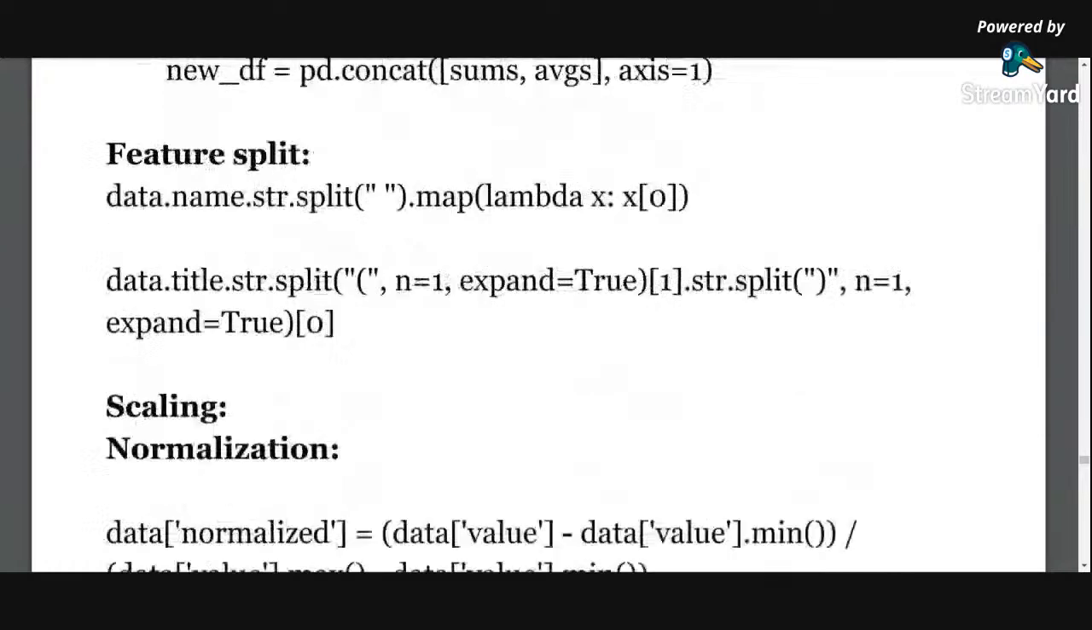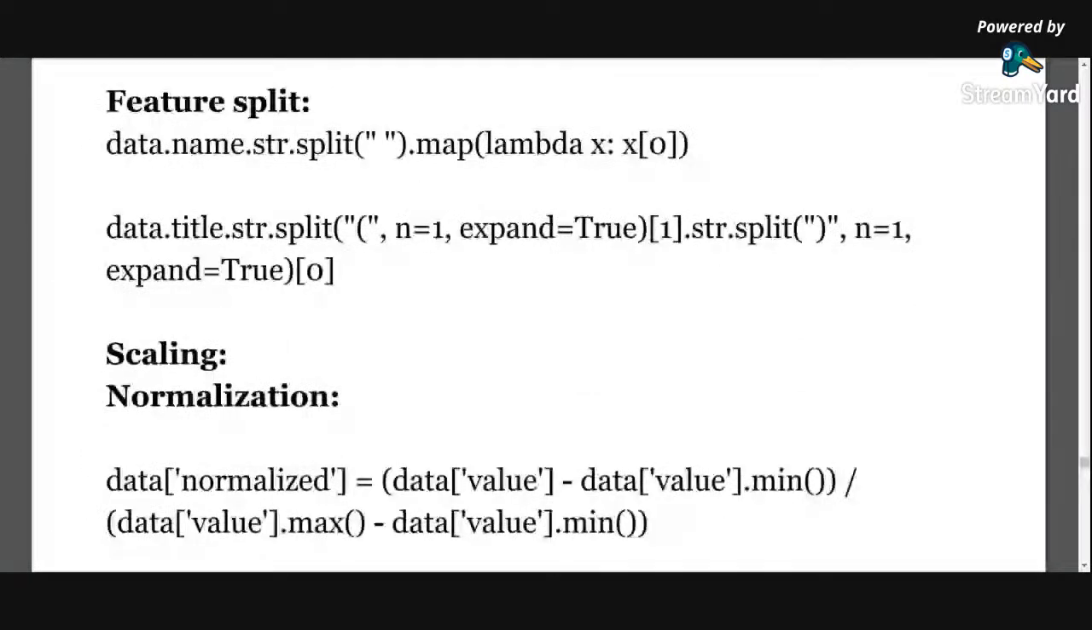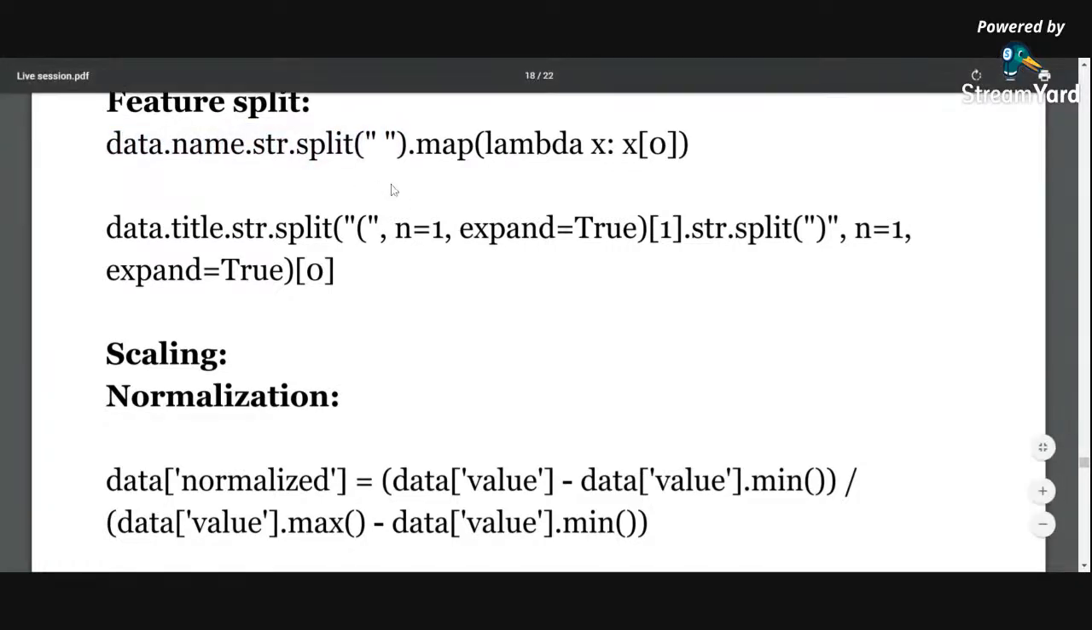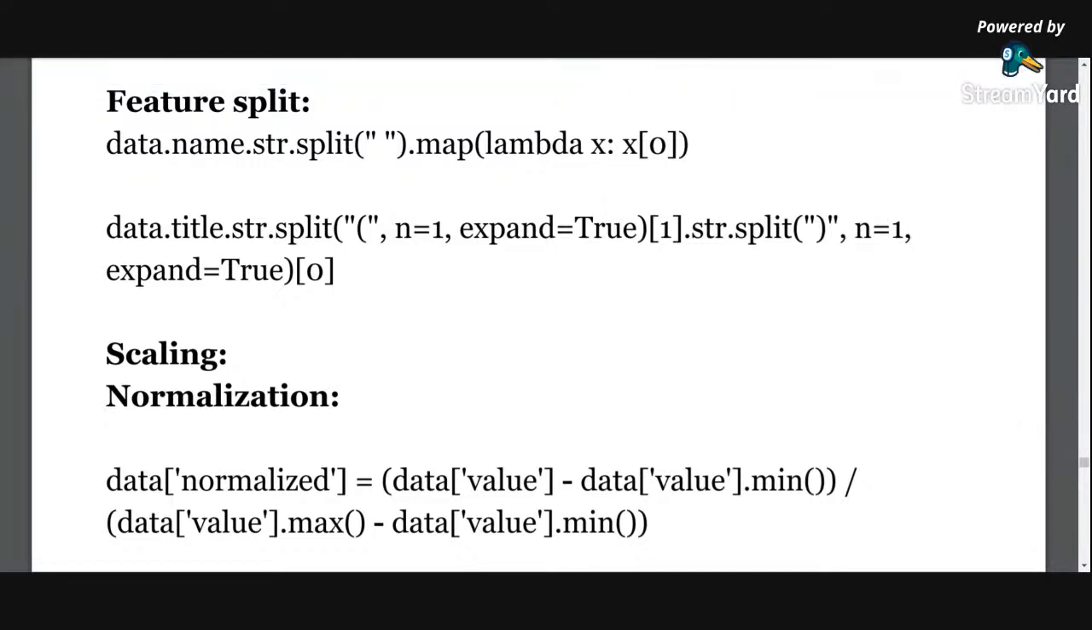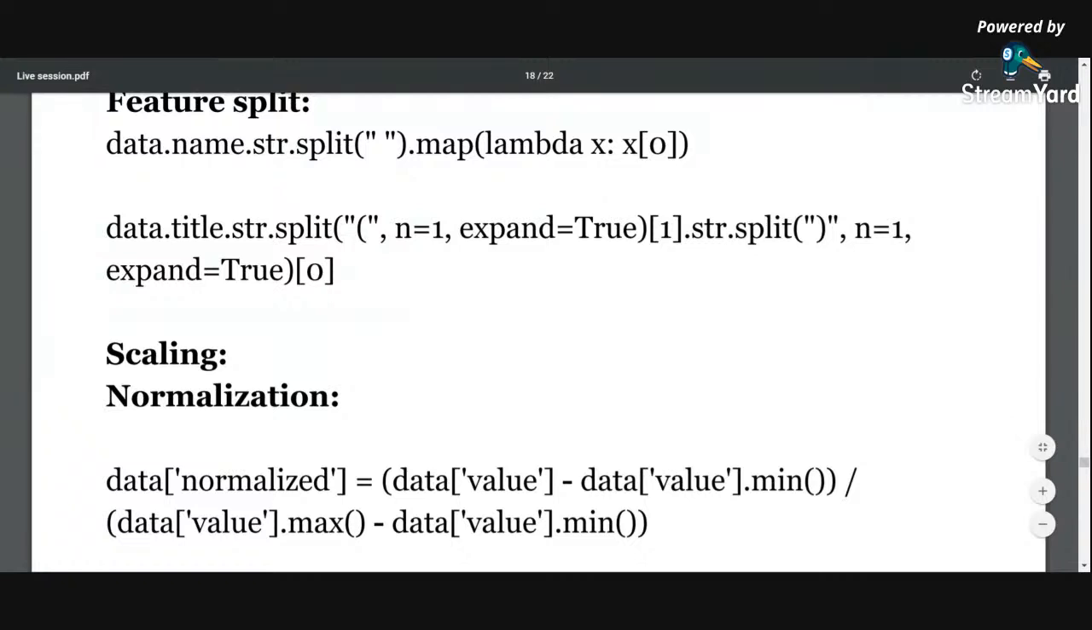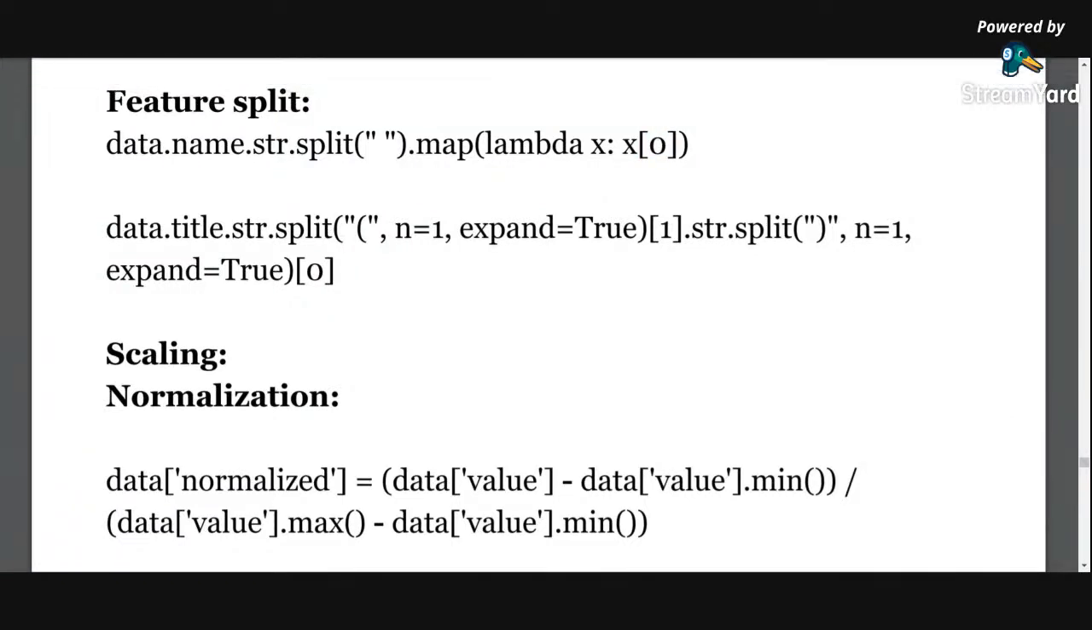Okay, now we'll come to feature split. Let's say there's a column called name, so data.name, and then we will split by white space. Here in the parameter, you can see there's an empty quotes with a space, which means it's an empty space. Then you use map, so you can map a lambda function to this. To the name column, we are mapping a lambda function. When you use str.split on white space, you get all the objects separated by a white space. Here we are telling x of 0, so we're just taking the first thing before the white space.